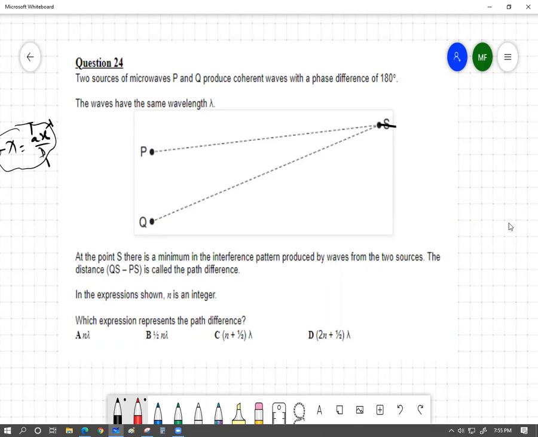If these two sources already have a 180 degree phase difference, what does that mean? These two sources are not receiving the same wave or the same phase of the initial source.